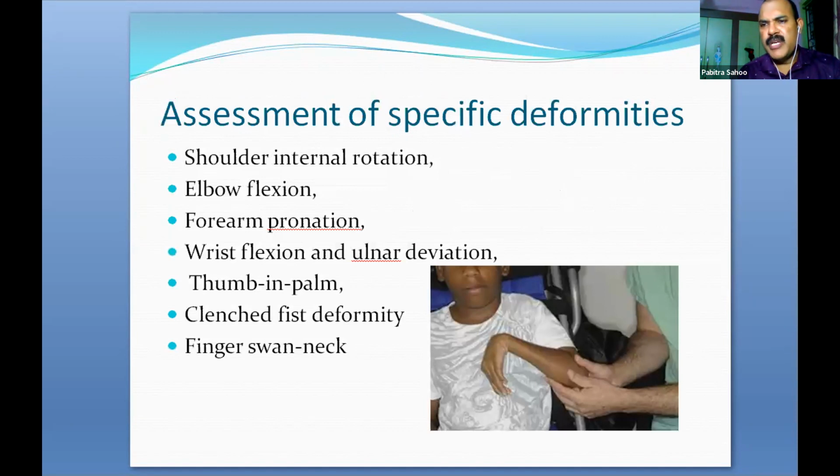Before venturing into surgery, one has to evaluate the limb as a whole, the global function of the limb, as well as specific problems and deformities around specific joints. The common deformity in a spastic child with cerebral palsy is, as you see in this picture: shoulder internal rotation, elbow flexion, forearm pronation, wrist flexion and ulnar deviation, thumb in palm, and either a clenched fist deformity or a swan neck deformity of the fingers. These are the classical problems in the upper limb that you will see in children with spastic cerebral palsy.